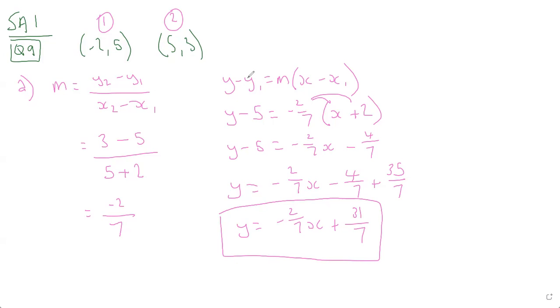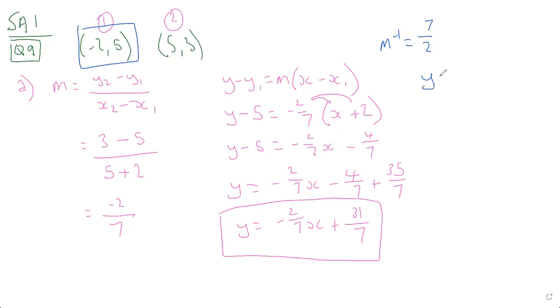Now, part B asks me to write down the equation of a line that is perpendicular to this, but also passes through, let me just change colors. All right, so it also has to pass through which one? This one. All right, so it's going to be perpendicular. So that means the perpendicular slope is flip this, change the sign. So positive 7 on 2.